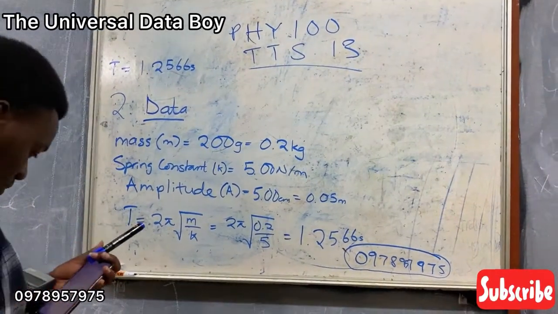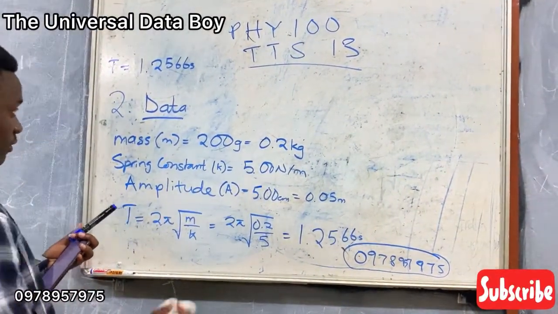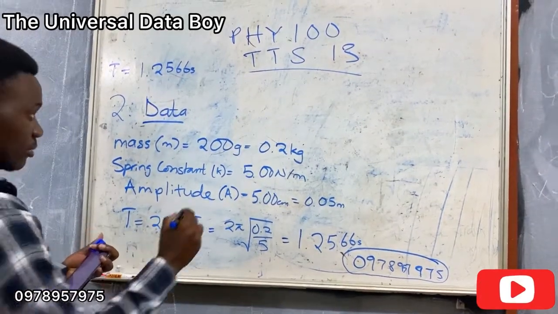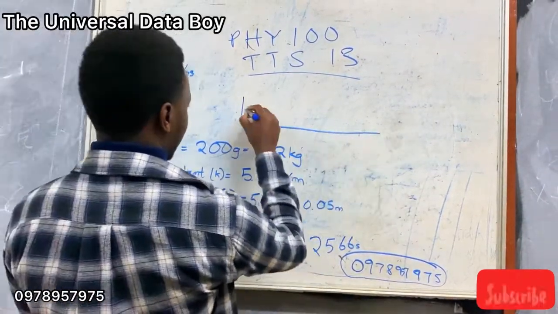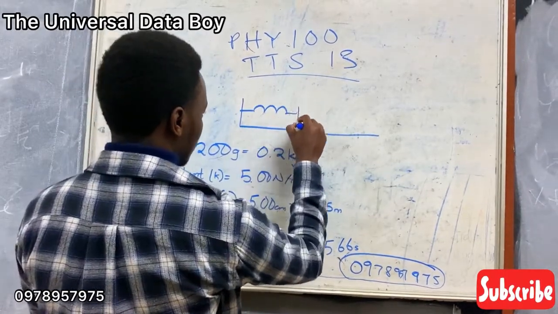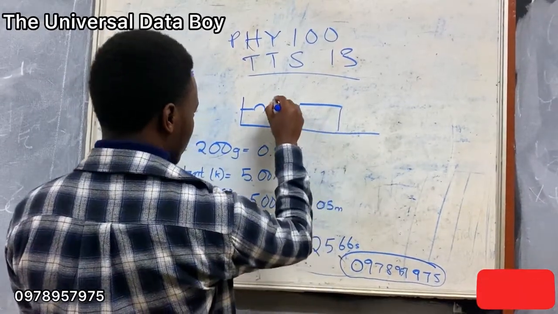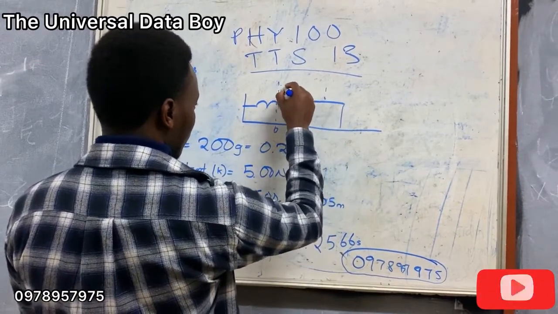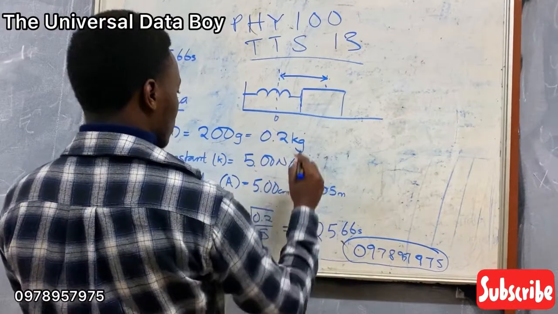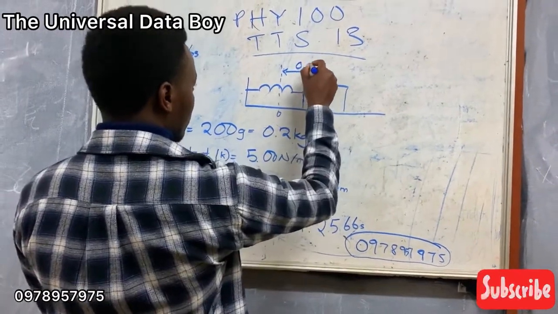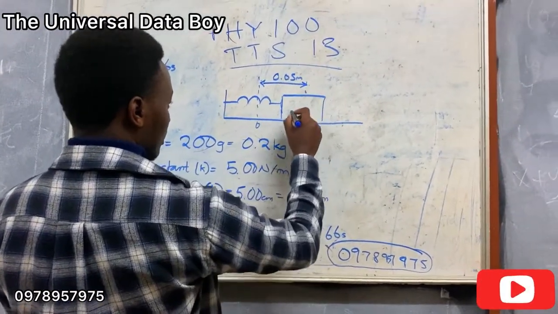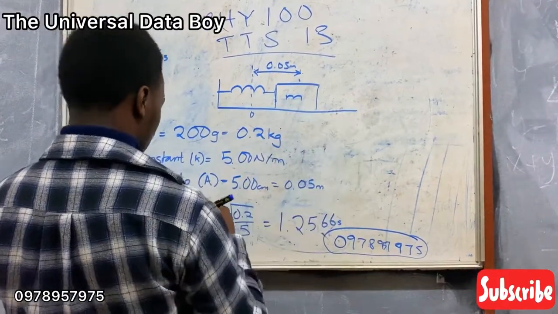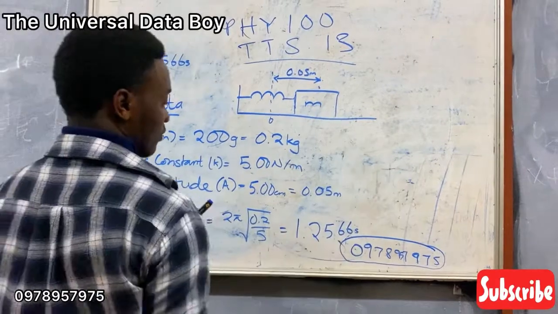Question B says determine the maximum speed of the block. So we have our data, and I forgot to draw the free body diagram. Sorry. You can draw that maybe as your initial, then that as your final, then you can label this to be 0.05 meters. Then you can have this to be your mass. I think that's all, with the horizontal surface as frictionless.